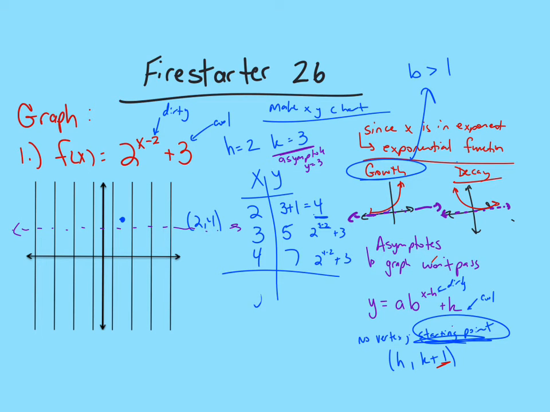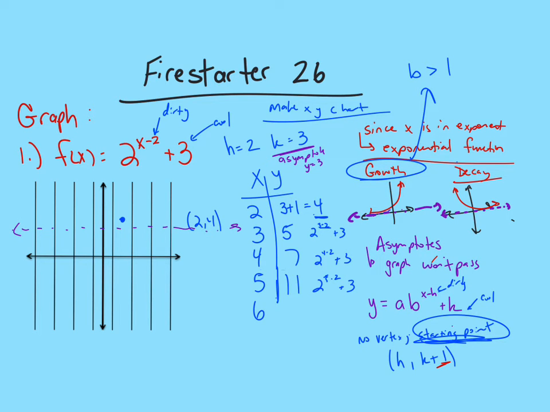So what we'll do is I'll even pick some more points. Maybe you don't feel comfortable. Maybe this doesn't feel like enough points for you. So we'll pick 5. Right? And then I'll say 2 to the 5 minus 2 is 3. So 2 cubed is 8. 8 plus 3 is 11.